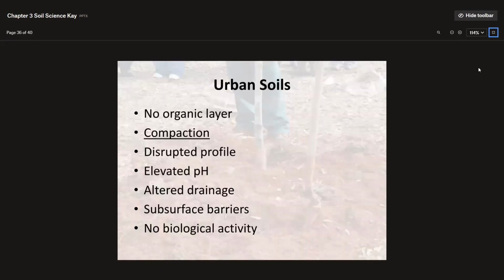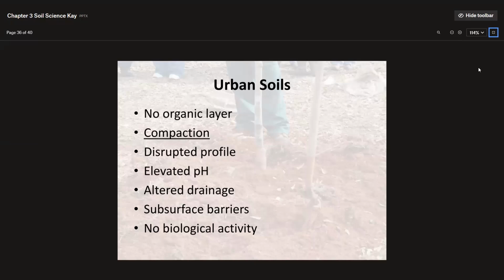All right. In urban soils, you have maybe no organic layer left, right? We screw all that up. You may have compaction from lawnmowers and the house build and kids running in the yard and whatever else. You have a disrupted profile where we have now dug it up or smashed it down and put in a playground, whatever. You have elevated pHs from all the stuff we put on our grass trying to get it to look beautiful.